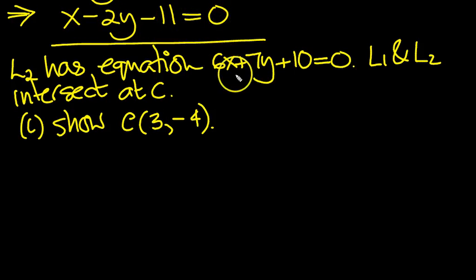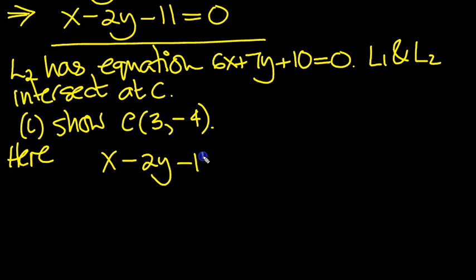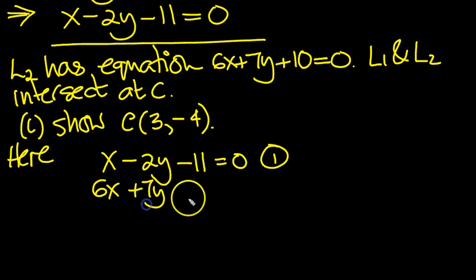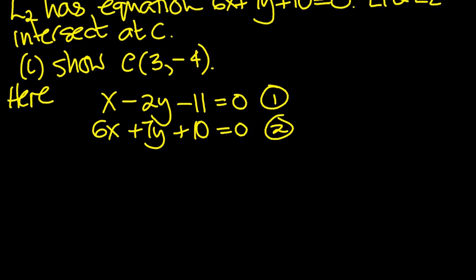So we've got our previous line, and we've got this line here. Let's write them out then. x - 2y - 11 = 0, that's equation 1. And then we've got the other one, 6x + 7y + 10 = 0, that's number 2. Now, what's the easiest thing to do here?